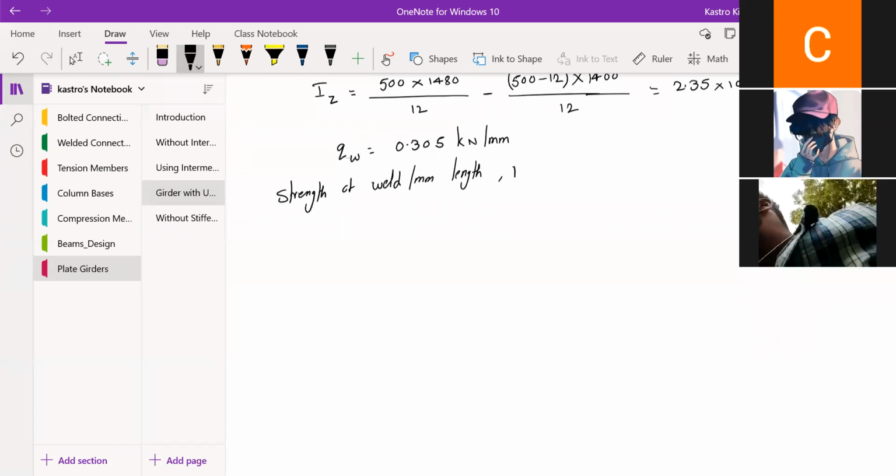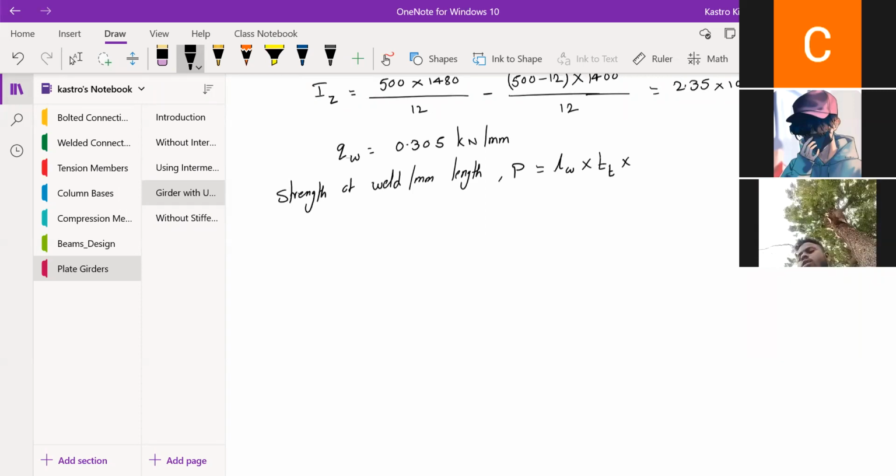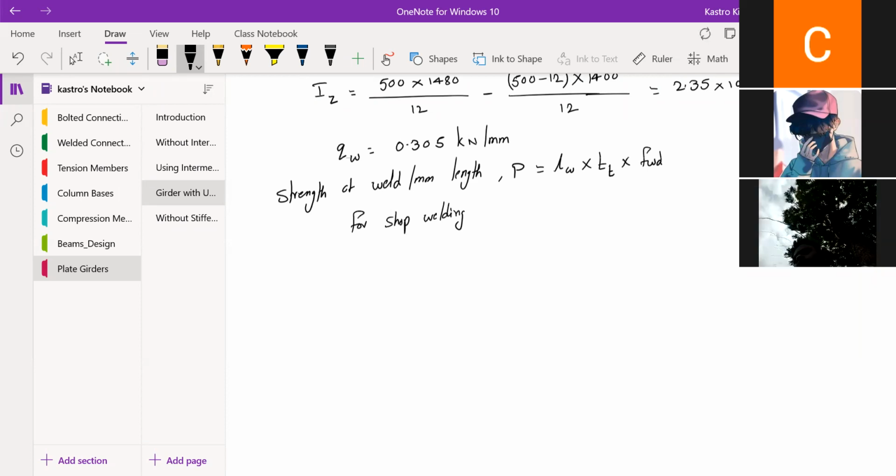I'm just mentioning it with P. So capital P equals to length of weld into throat thickness into FWD. Usually for shop welding, the FWD value is taken as 189 newtons per mm square. This is available in code book, but instead of looking at the code book, you can directly remember the value of FWD for shop welding is taken as 189 newtons per mm square.